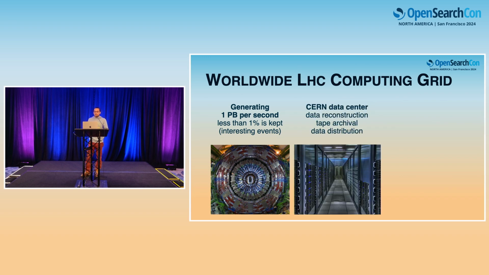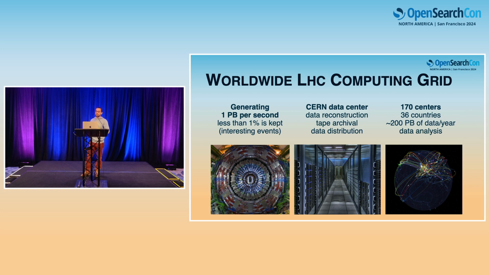We store them in our data center at CERN, and this is part of a very large worldwide LHC computing grid, which consists of 170 centers all over the world, and there we analyze and store about 200 petabytes of data every year. And this is a grid that is being used, for example, for physics simulation jobs and anything that serves the purposes of our research.